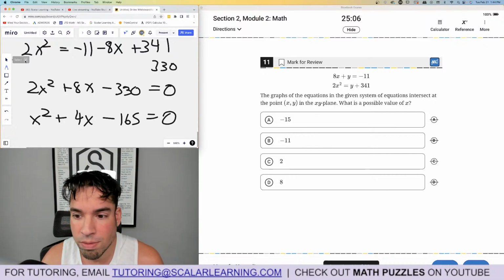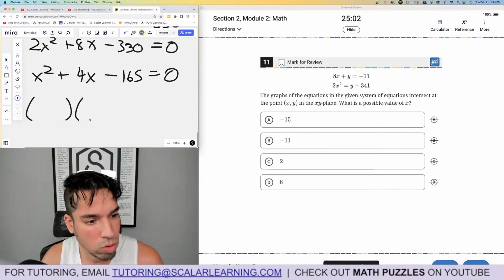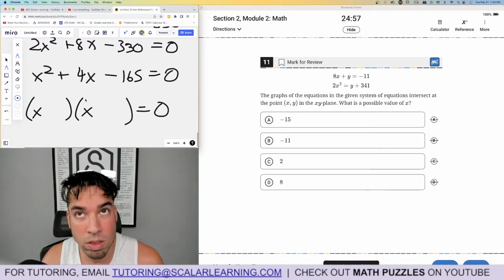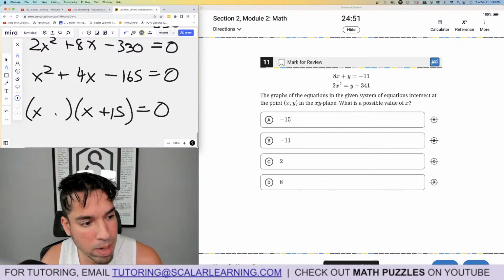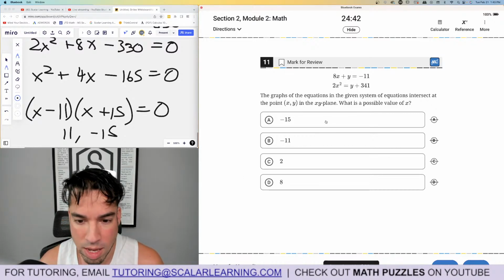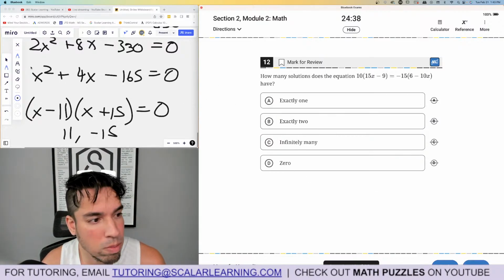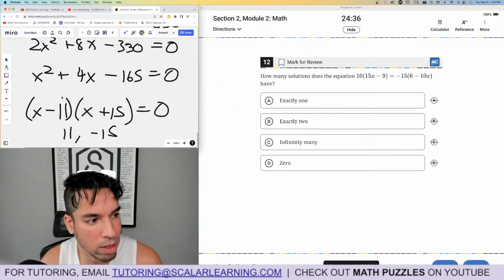And then does this factor? Must factor, right? Let's see. We could use the quadratic formula, but let's try this way. What two numbers multiply to negative 165? Okay, let me think. 15 and 11: plus 15, minus 11. Those two add to positive 4 and multiply to negative 165. So my solutions are 11 and negative 15. They don't have 11. They have negative 15. That's it. I'm just going to move on because I want to make sure we're good on time. Otherwise, I would check it.